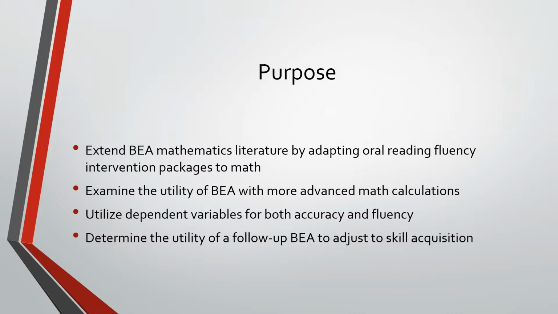Also to examine the utility of brief experimental analysis with more advanced mathematics calculations. Every study up until this point had used simple and basic math facts, so single-digit addition, subtraction, and multiplication facts. And then to also utilize dependent variables for both accuracy and fluency, which I'll get into momentarily. And then finally, to determine the utility of a follow-up brief experimental analysis to adjust to skill acquisition. So if a brief experimental analysis identifies one intervention that improves their performance, do they reach a point where now one of the other interventions would be more effective for them?